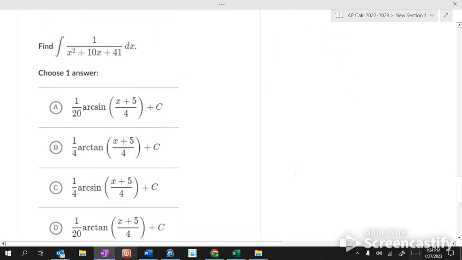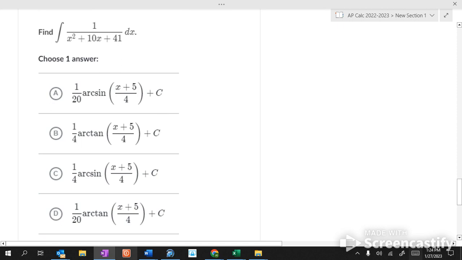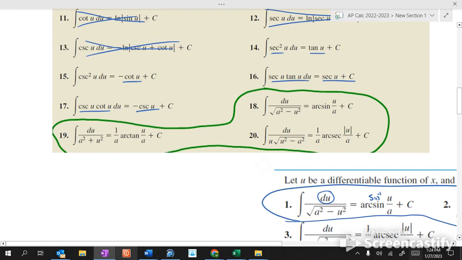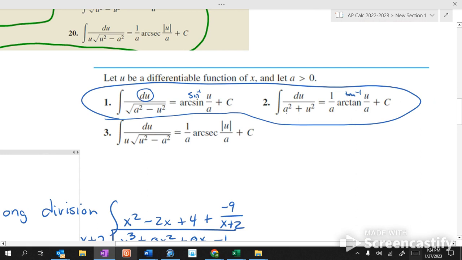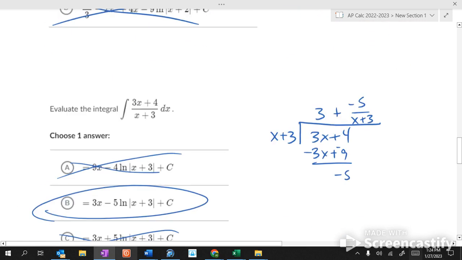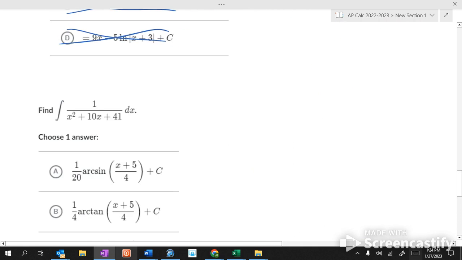Okay. Polynomial long division. Now, we have to look at that and ask, what and what? Well, what you have to do is make this look like one of these. So if you can get it into squared and squared, that would be best. So how can we get this into squared and squared? We are going to complete the square.